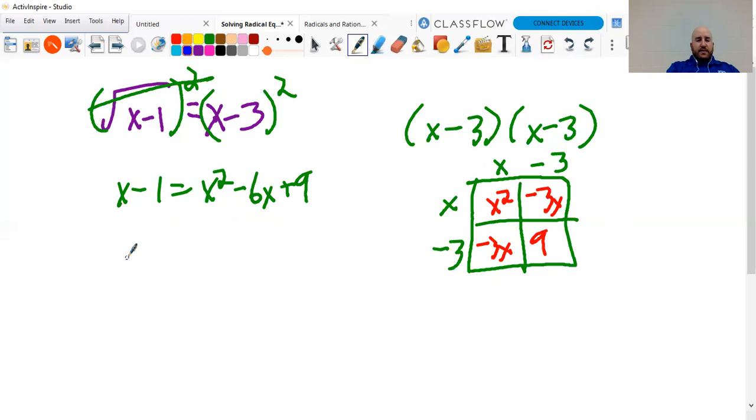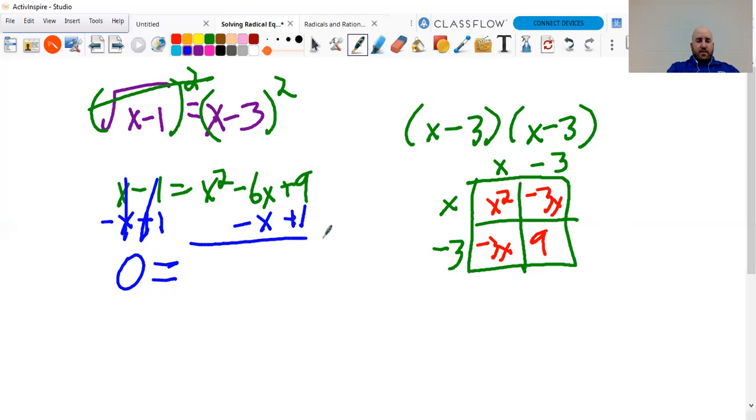So what I got to do is keep positive x squared. I'm going to move everything to the same side and have 0 on the other side. So I'm moving x and negative 1 over here by canceling them out. Minus x, add 1, gives me x squared minus 7x plus 10 equals 0. So I still have a quadratic. Got to see about factoring that quadratic.